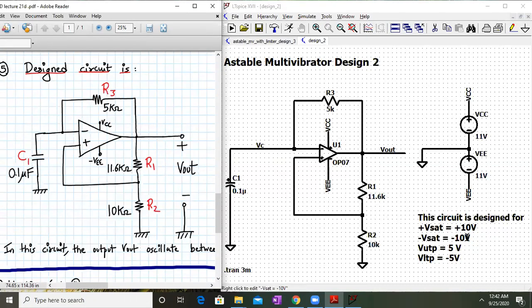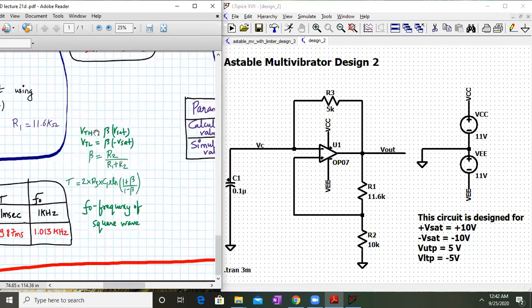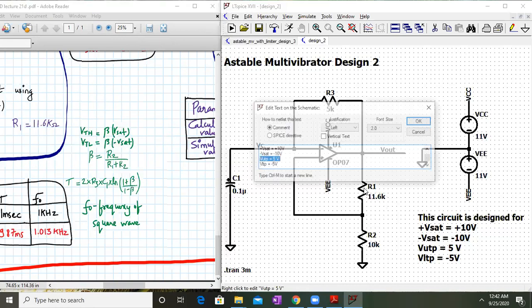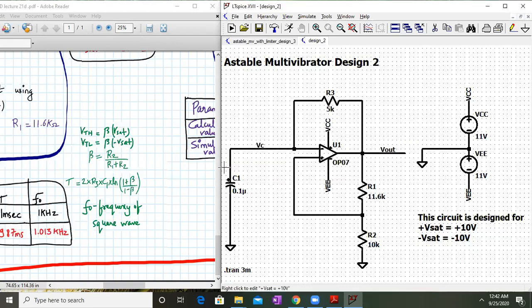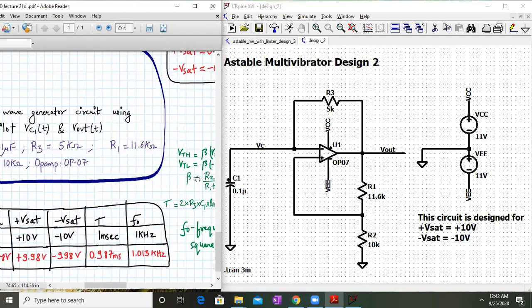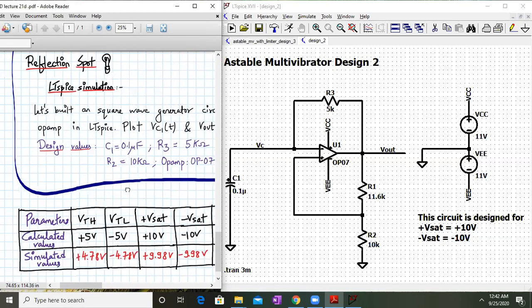Here plus or minus VSAT is plus or minus 10, and you have an upper threshold point and a lower threshold point. You can calculate with this formula: VTH and VTL will be beta times VSAT and minus beta times VSAT. Your beta won't be exactly 0.5 actually, so we shouldn't write 0.5 here. In this case, it will be slightly different. So we will concentrate on plus VSAT and minus VSAT. It is plus 10 and minus 10, and we'll observe that in the waveforms.